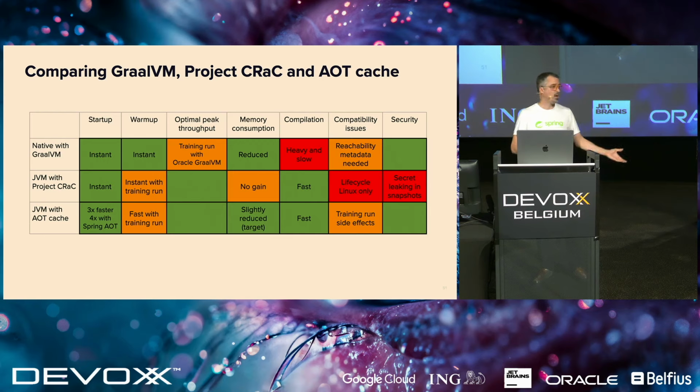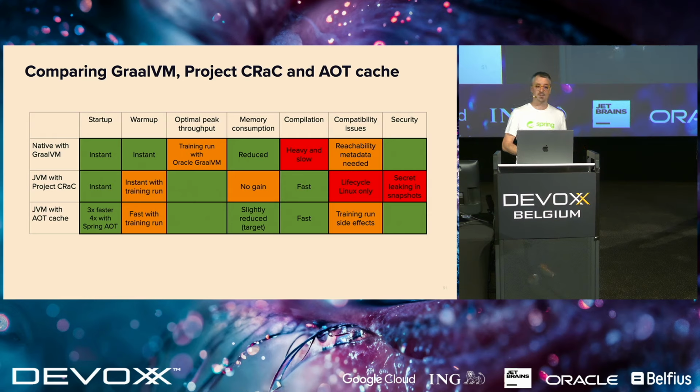JVM with CDS today and AOT Cache tomorrow. I think it's pretty cool because it does not allow as dramatic gains as GraalVM native images and CRaC, but it's still pretty cool. I mean, 3x faster startup, 4x with Spring AOT. I think that's already pretty cool for most of the needs and use cases that we have. It allows to retain the warmness with the training run. It's hopefully going to reduce the memory a bit, and we may have good surprises. Let's see. Fast compilation. And the main side effect you will have is basically training run side effects, like early database connection if you run the training run during your packaging, but it's pretty simple to fix that. You can customize the configuration. It's documented in the Spring Boot documentation.